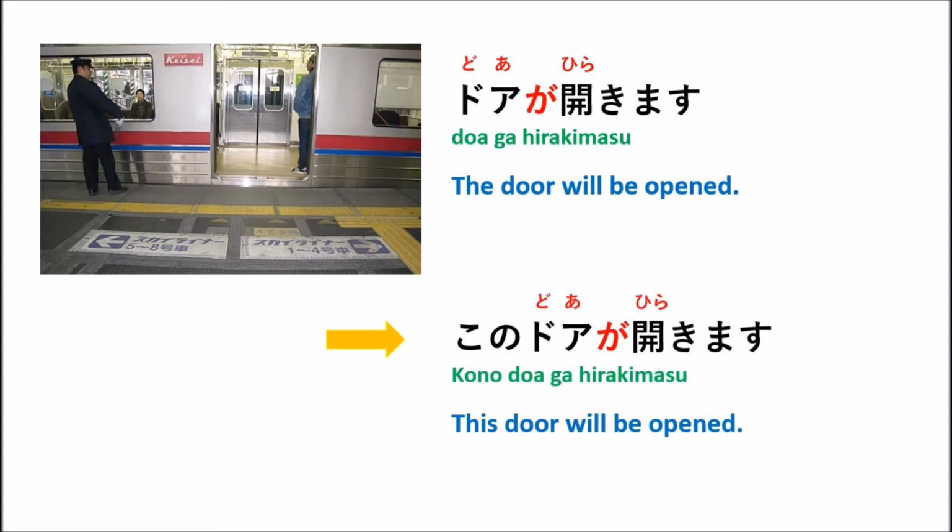Or you can say like this, このドアが開きます, which means this door will be open. この means this, and when you say この door, it means this door. But if we just say door, it means the door will be open. We don't specify that door, this door, those doors. So this is the difference in how to use them.